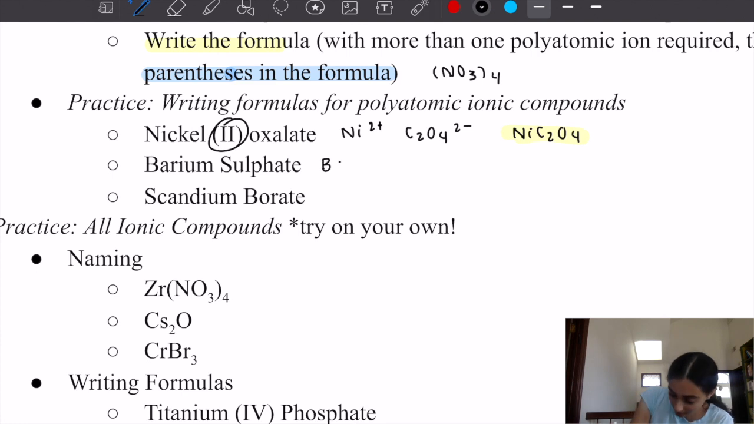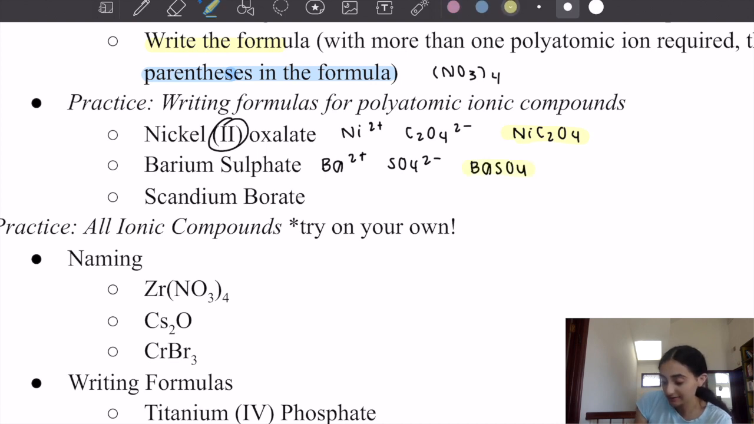So barium has a +2 charge. Sulfate is SO4 2-. So I'm going to write that down. And same thing with the first example, we know we're going to have one of each because the charges will balance out. So it will just be BaSO4.